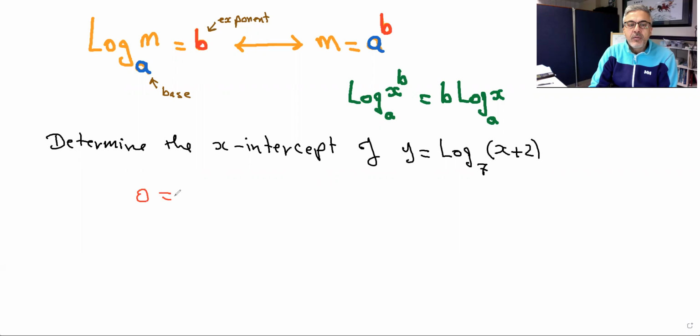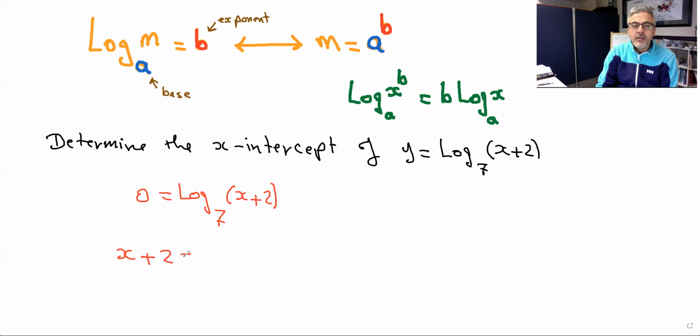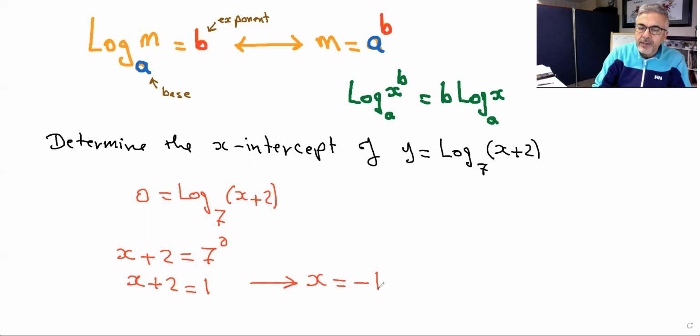So 0 equals log base 7 of x plus 2. Now this is exactly like this, where here a is the base 7 and 0 is where b is, so that's going to be the exponent, and m here is just an expression, which is x plus 2. So therefore x plus 2 should equal 7 to the power of 0, which is, x plus 2 equals anything to the power of 0 is 1, and therefore x equals, you move the 2 to the other side, becomes minus 2. 1 minus 2 is negative 1, so x equals negative 1.